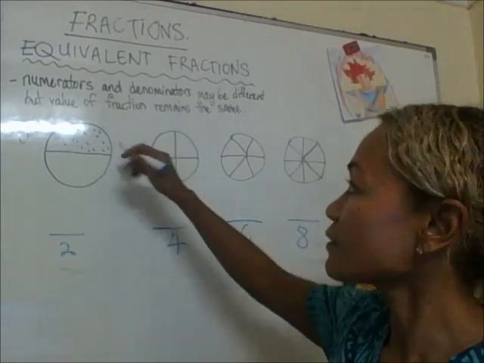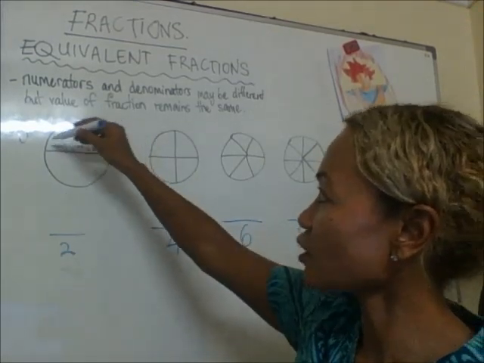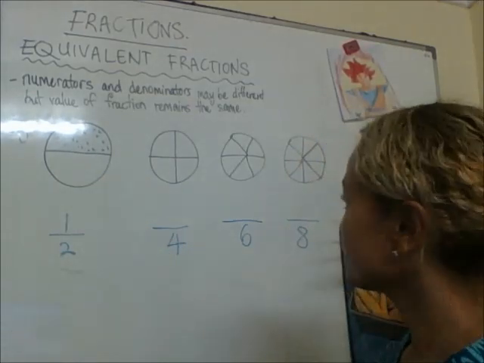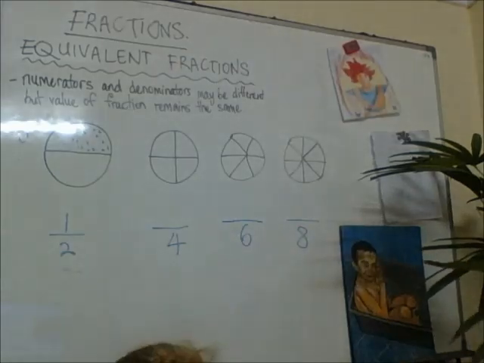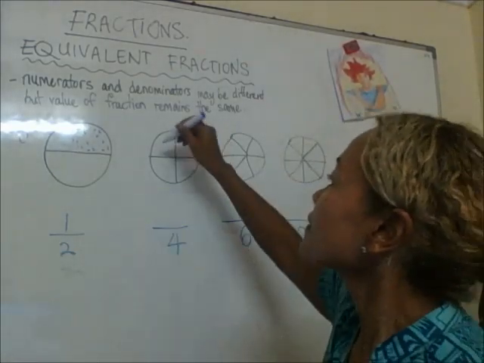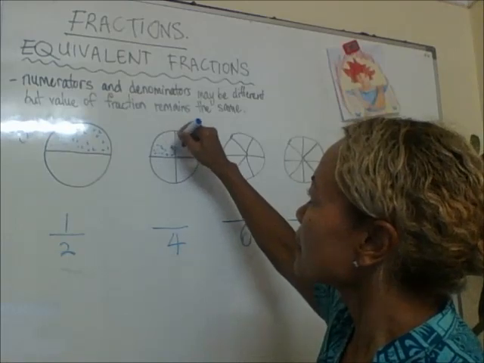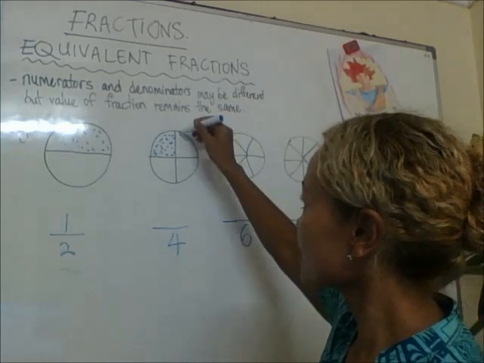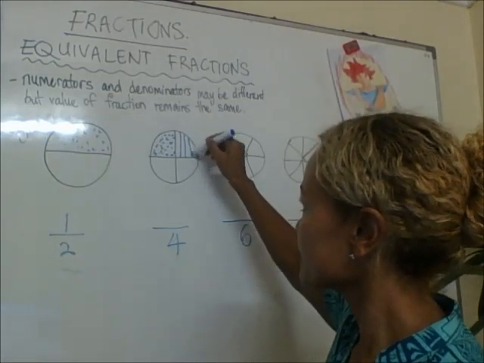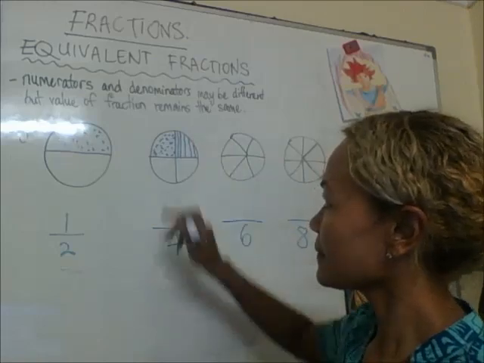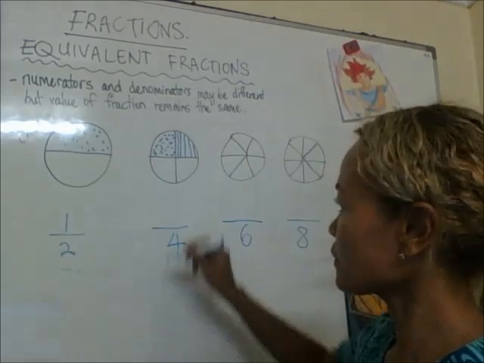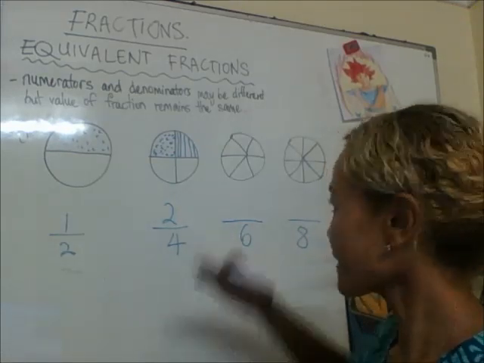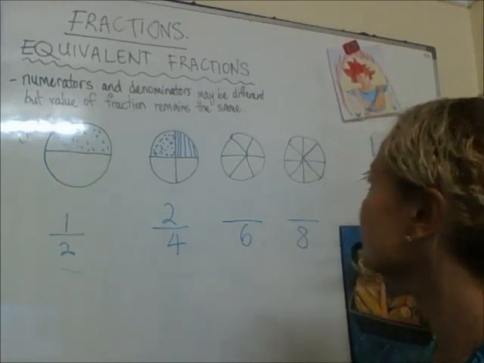So here, out of the possible 2 parts, I'm shading only 1. So it's represented by 1 over 2. So here, the second example, I'm shading 2 parts. 1 and 2 out of the possible 4. So 2 out of the 4. Still only shading only the top part.